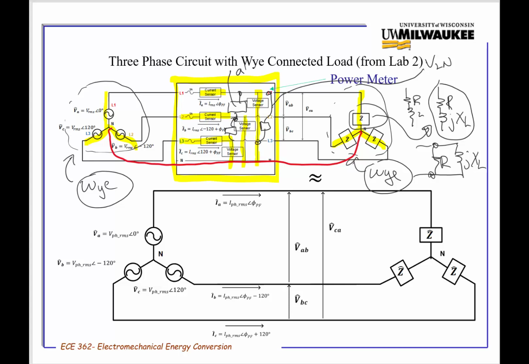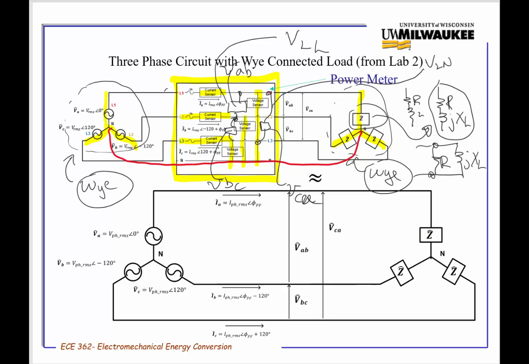So there's a line A to B, B to C, and C to A. So measuring across all three lines, and these are what we would refer to as line-to-line voltage measurements. You can measure voltage as a line-to-line, or if the neutral is available, which it is in the lab, you can make measurements line to neutral.